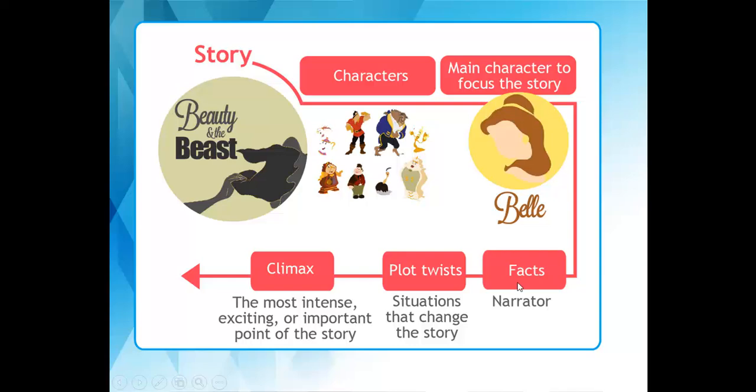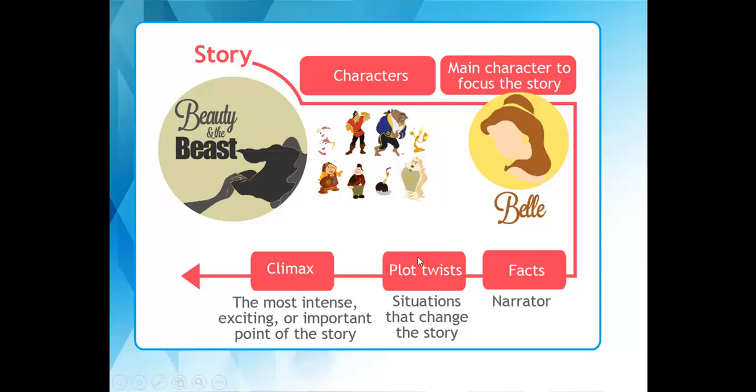The facts, which are the different data that is given during the story, are given by the narrator. Then we have a plot twist. In the plot twist, we have the situations that change the story.